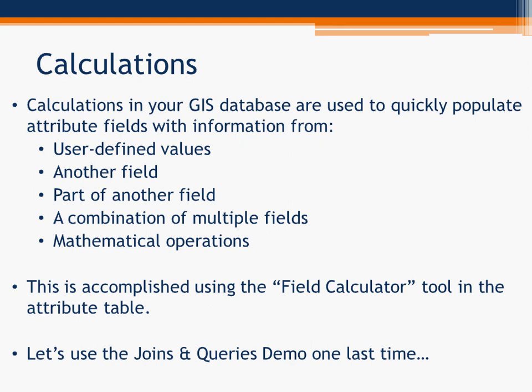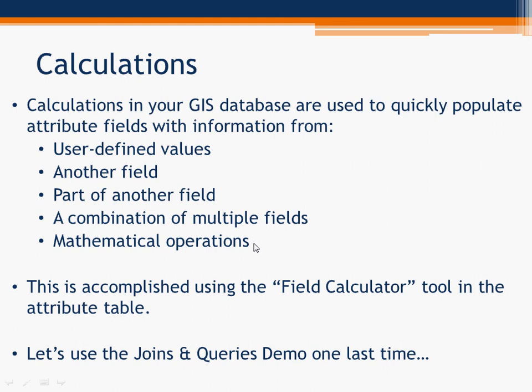You may want to calculate one field with the value from another field so that you can then edit it, and then part of another field. There's a lot of functionality in ArcMap to basically truncate certain fields and allow you to only show part of one field or another. A combination of multiple fields. You may have 2 columns that have information that you want to join together into another field, and so you can do that as well.